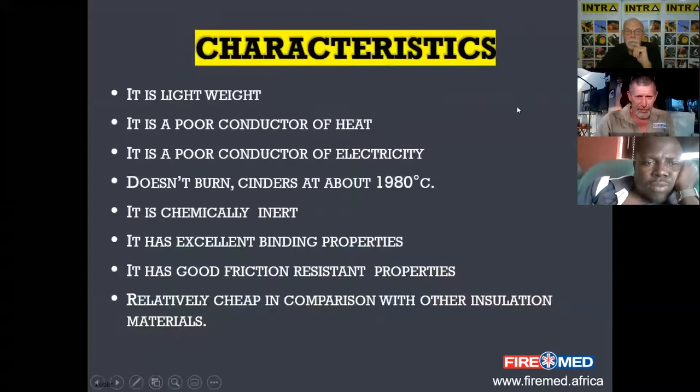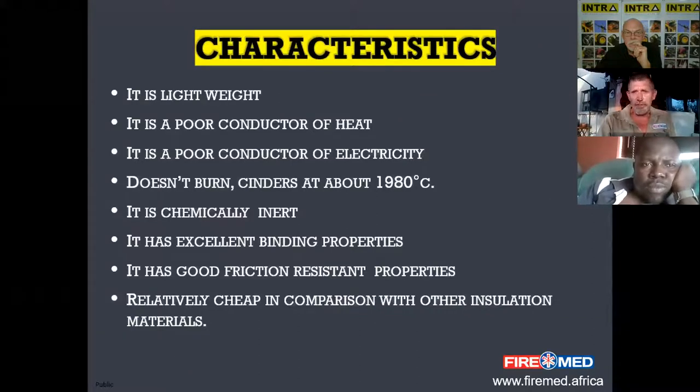The characteristics of asbestos, and this is why it was used predominantly in multiple industries, by virtue of the fact that it has some very unique characteristics. There is no replacement material for it. Nothing has all of these characteristics. It is lightweight. It is a poor conductor of heat. It's a poor conductor of electricity. It doesn't burn. It only cinders at 1,980 degrees Celsius.